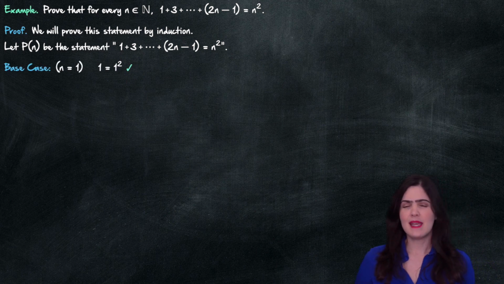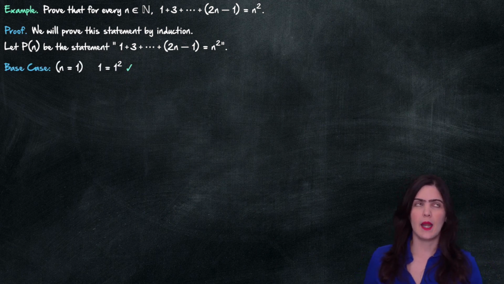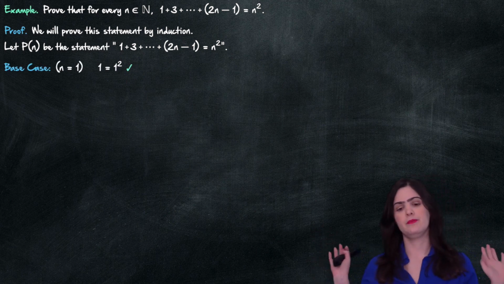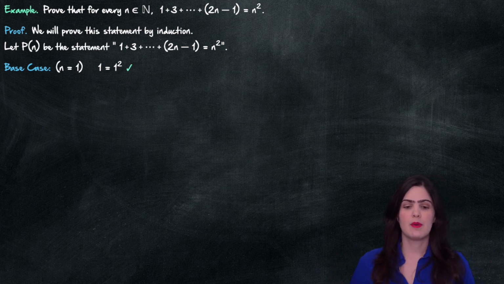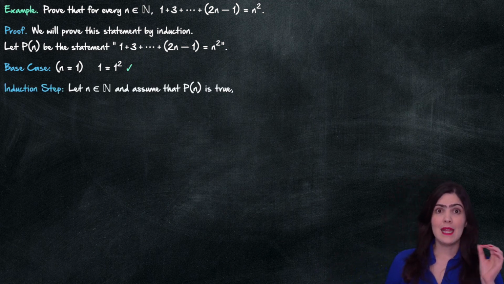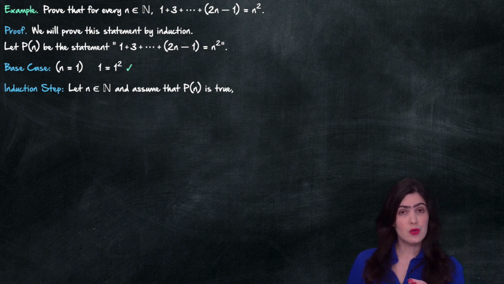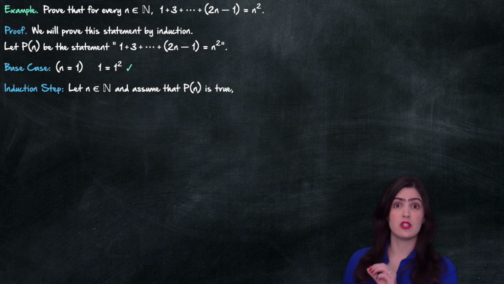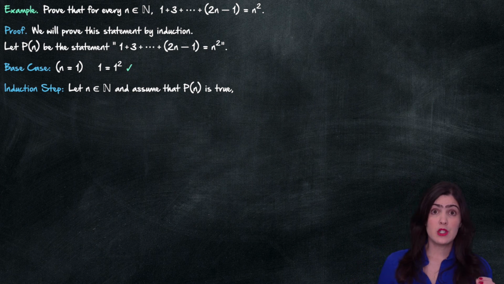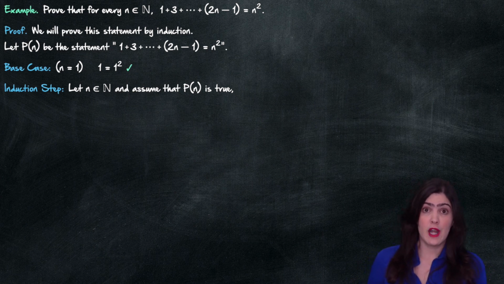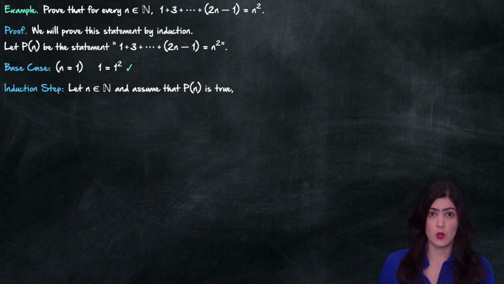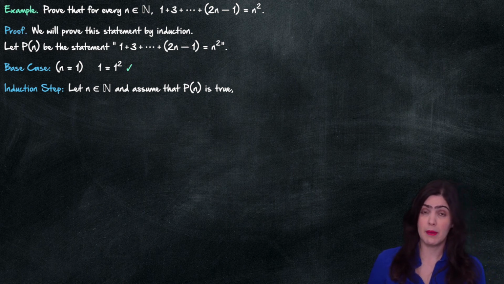Okay, that being said, let's go back to the proof. The base case is easy. We start with n equals 1, and 1 equals 1 squared. Simple. Done. Now the induction step. We need to prove that for any n, if P of n is true, then P of n plus 1 is true. So the first thing that we need to do is fix an arbitrary natural number n. That's what I do by saying, let n be a natural number.